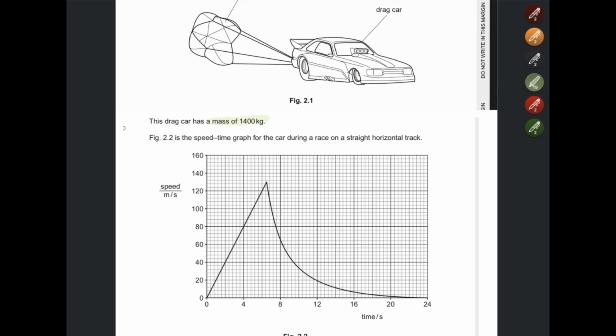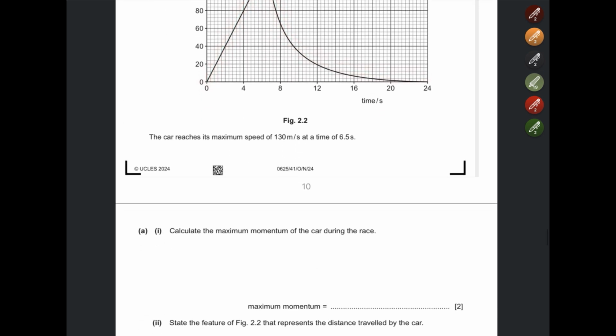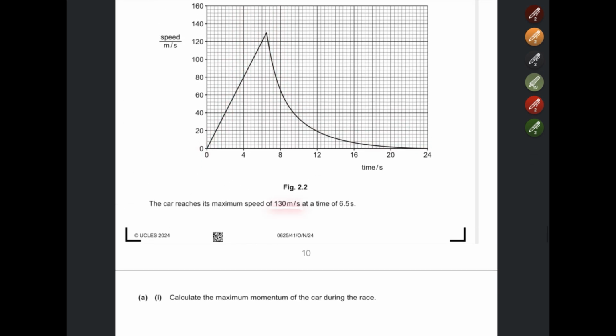Now, figure 2.2 is the speed time graph for the car during a race on a horizontal track. So the car is accelerating until the finishing line and then it's decelerating until it stops. The car reaches its maximum speed of 130 meters per second. So we can say this is 130 at a time of 6.5. I just drew that roughly. This is just to mention the coordinates at the maximum point.